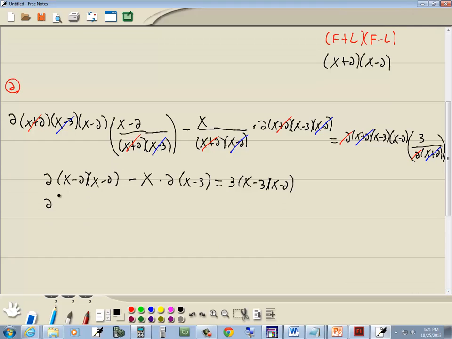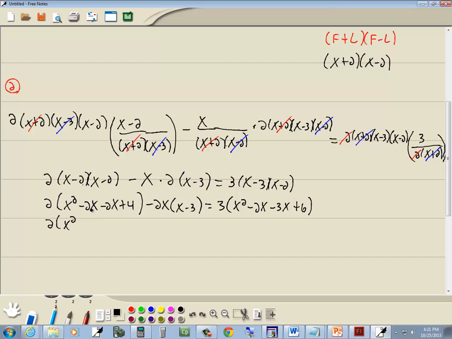Okay, so x minus 2 times x minus 2: x times x is x squared, x times negative 2 is negative 2x, negative 2 times x is negative 2x, negative 2 times negative 2 is positive 4, minus 2x, x times 2, times x minus 3, equals 3 times, multiply x minus 3 times x minus 2. x times x is x squared, x times negative 2 is negative 2x, negative 3 times x is negative 3x, negative 3 times negative 2 is positive 6.